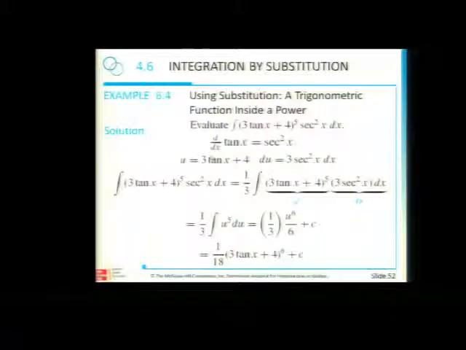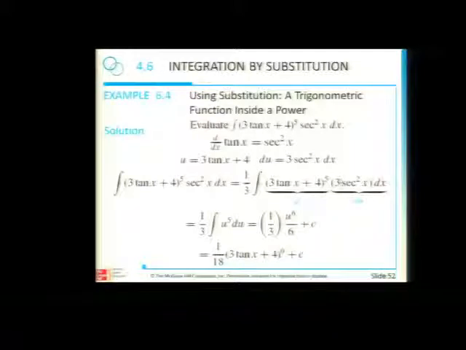After substitution, 3 tan x plus 4 becomes u. So this whole thing becomes u, and the whole lot is u to the power 5, right? And this part we can multiply inside by 3 and then divide by 3. That 1/3 we can bring outside because it's a constant. So what is left inside is 3.